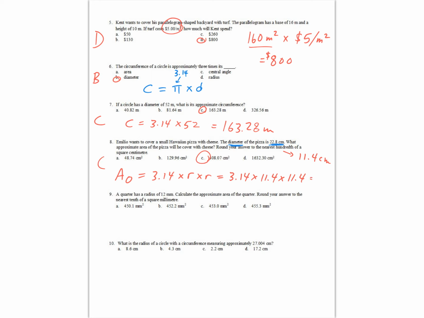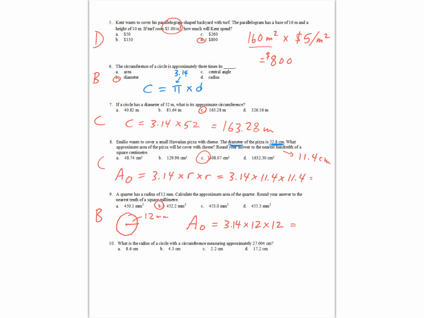Number 9, a quarter has a radius of 12 millimeters. So here's our quarter, and this is 12 millimeters. Calculate the approximate area. So the formula to find the area of a circle is pi times the radius times the radius. So 3.14 times 12 times 12 gives us 452.16. Rounded to the nearest tenth would be B here.